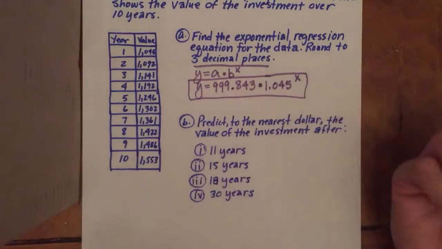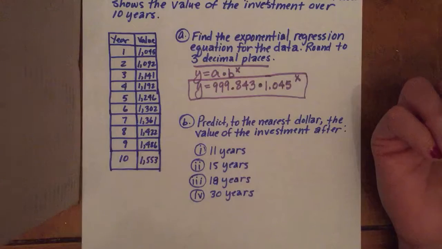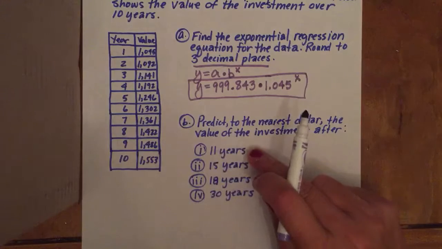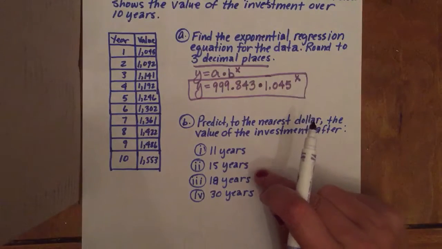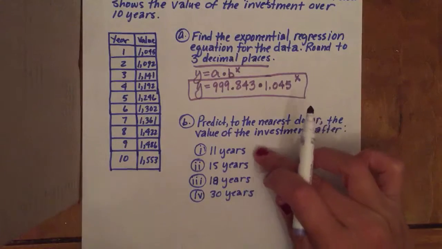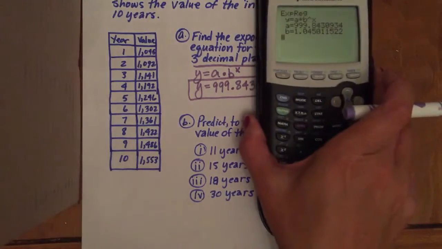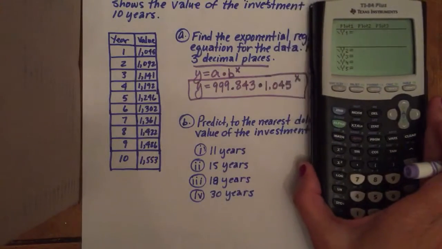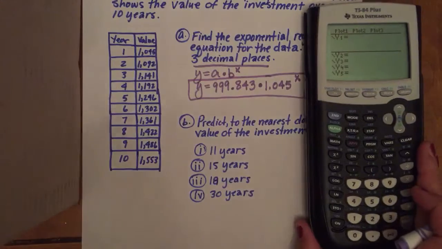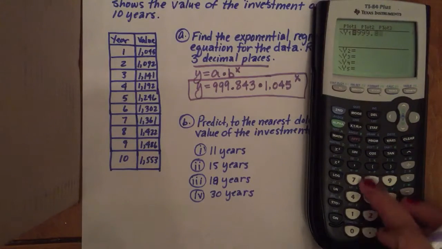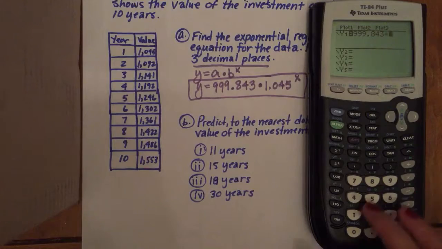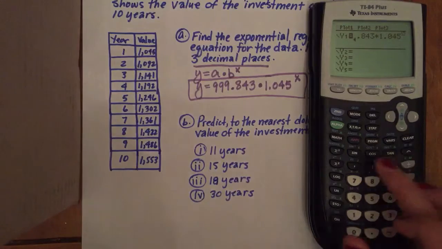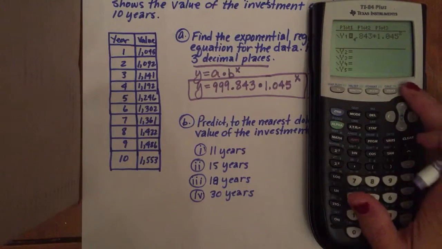So now that we have the equation, we can move on and make predictions. So this shows us the value of the investment up to 10 years. Now that I know the equation, I can actually look at the values of the investments at any point in time. So I'm going to take the calculator back. I'm going to go to y equals, and I'm going to graph it. So I'm going to have 999.843 times 1.045, and then I'm going to hit the exponent key to the x, and I'm going to graph it.